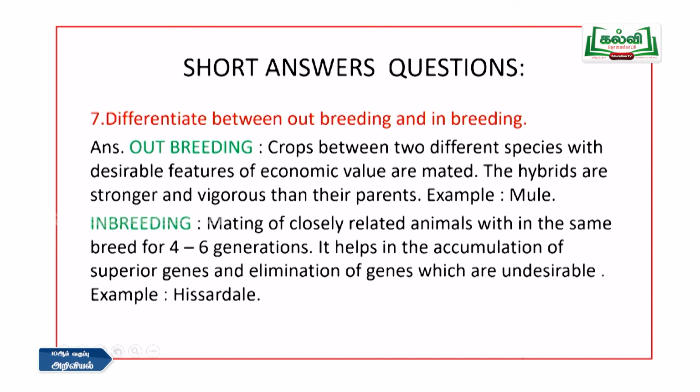Question number 7. Differentiate between outbreeding and inbreeding. Here, first one, outbreeding: crops between two different species, which have desirable features of economic value, are mated. The hybrids are stronger and more vigorous than their parents. Example, mule. Inbreeding: mating of closely related animals within the same breed for 4 to 6 generations. It helps in the accumulation of superior genes and elimination of undesirable genes.